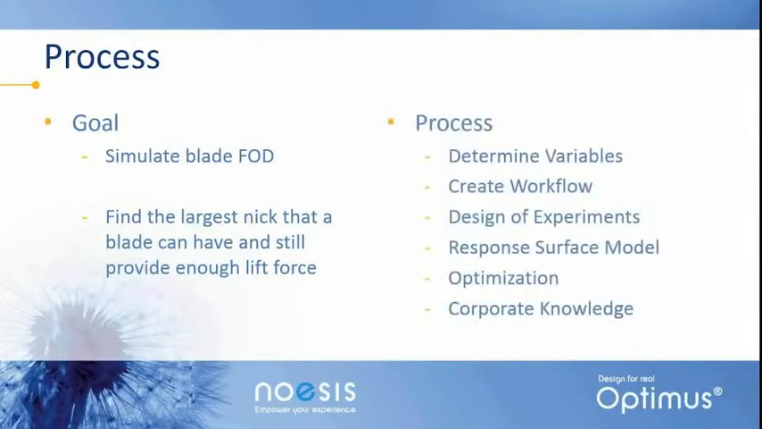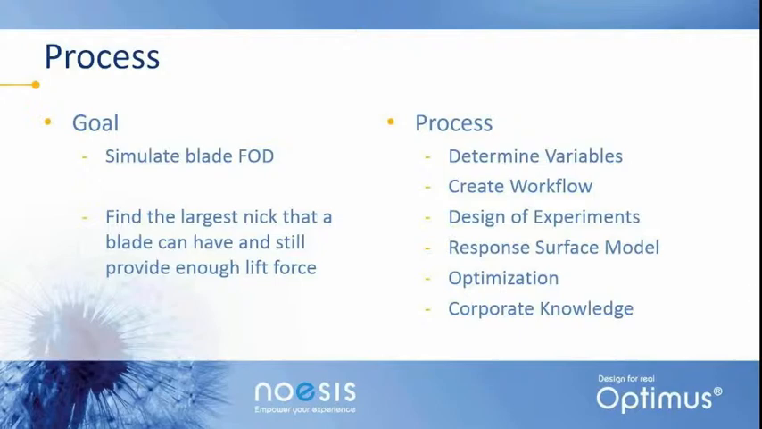The process that we're going to go through in order to do that is that we'll first determine the input and output variables that are needed to control the blade and to also get the information that we need from the blade. We will then use that information to create an automated workflow inside of Optimus.